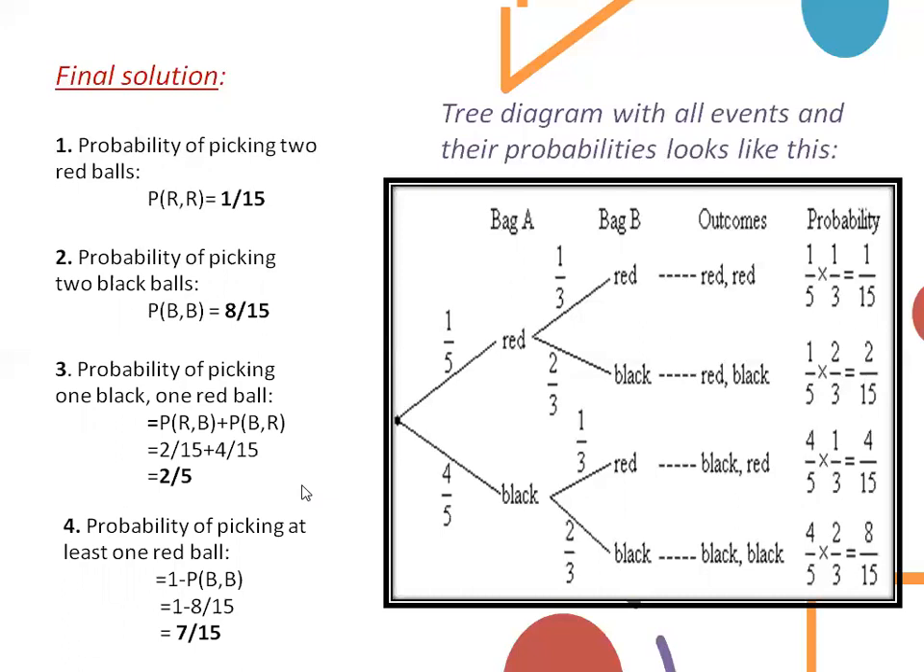Now our last question. Probability of picking at least 1 red ball. The same logic applies here also, the rule of probability: the probability of an event not happening is 1 minus the probability of that event happening. And here, at least 1 red ball, 3 instances are there where we are getting at least 1 red ball: red-red, red-black, black-red. So we are simply deducting the probability of getting 2 black balls from 1. And here is the result, 7 by 50.